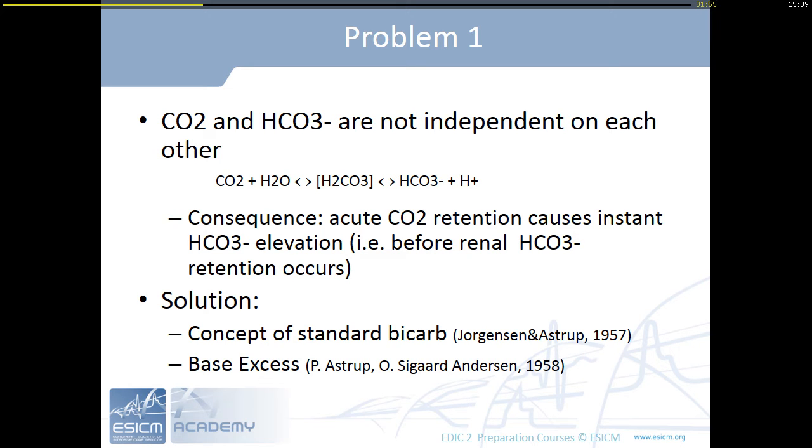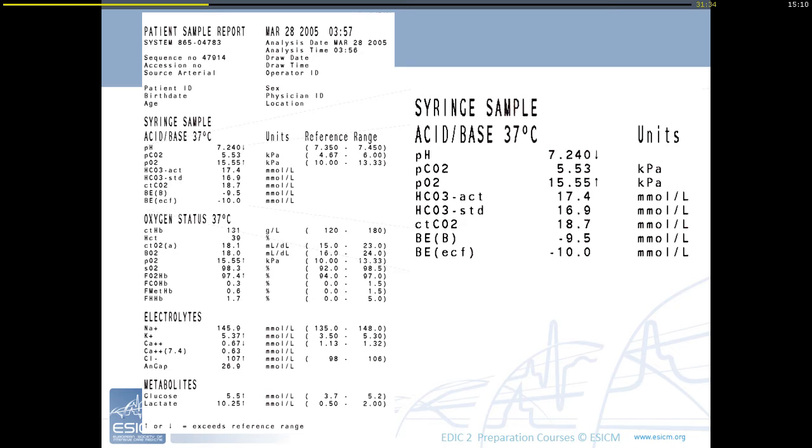And that is why they came up with a solution which works, okay? They needed to separate it somehow and create a mental construct which would leave bicarbonate and CO2 independent of each other. And that's how the concept of standard bicarbonate and base excess arose. So you may have noticed that on the blood gas slip there are various abbreviations. So what is it really?